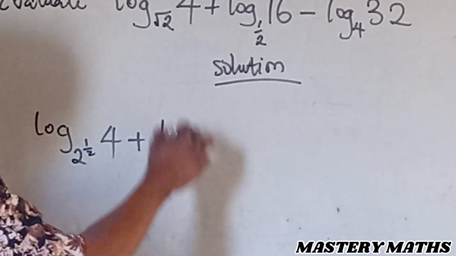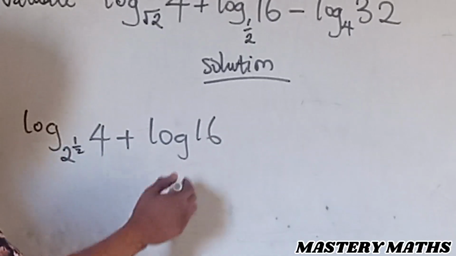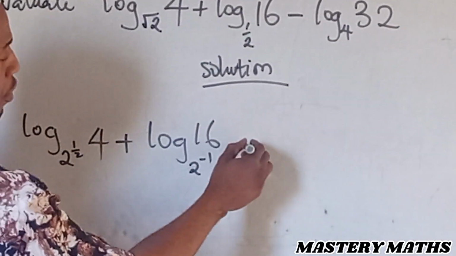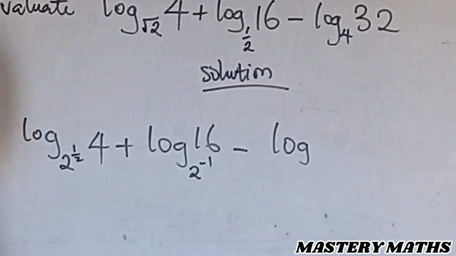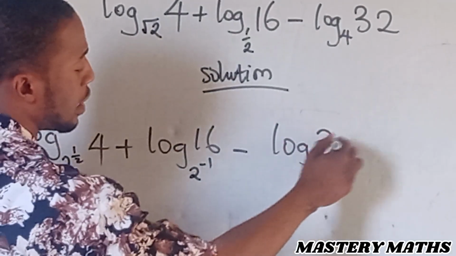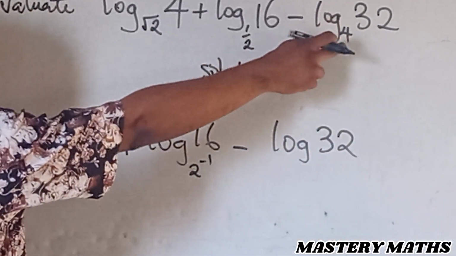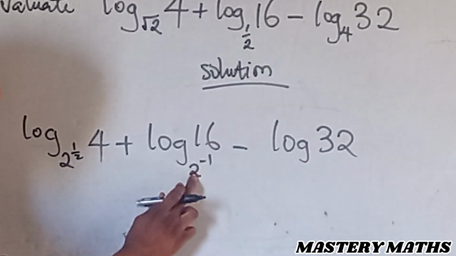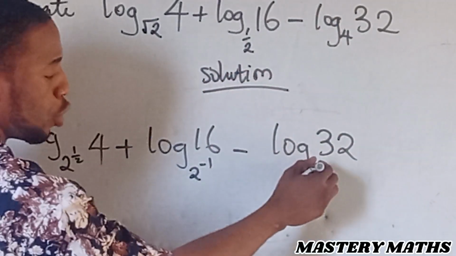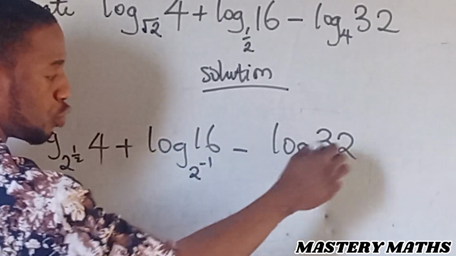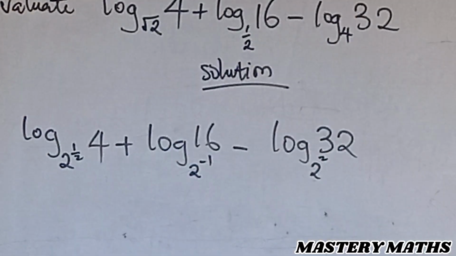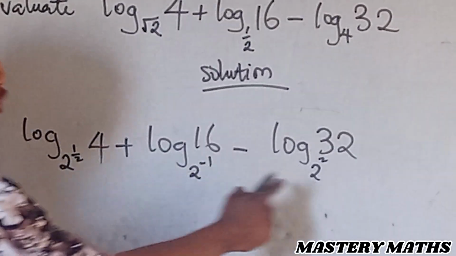Now this will be log 16 in base 2 raised to the power minus 1. Now you have your log. I told you we need to equate all to be 2, 2. Now, this is log 32. This is having 4 there. Our aim is to equate all the bases. Why is this having 4? To equate this base, it will be 2 raised to the power of 2, which gives us 4. If you watch, we've equated all the bases. This is 2, 2, 2.